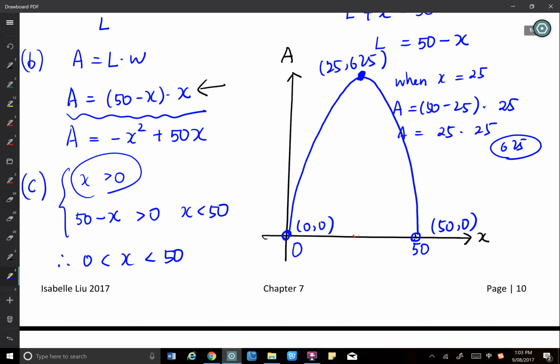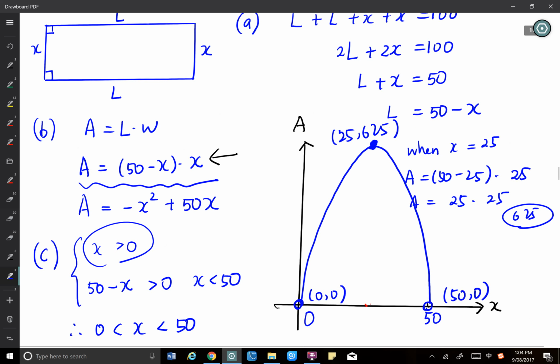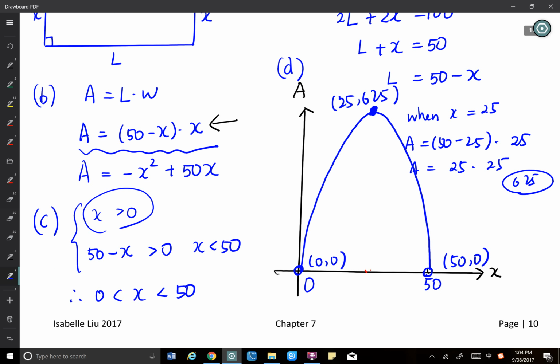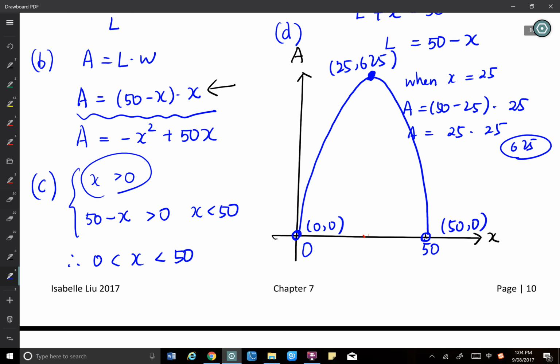The graph can continue below, but I'm not going to sketch it because it's out of the proper domain. You can't have negative area. You can't have negative x, which is the width. So my graph will stay in between 0 to 50. A, B, C, that's D.